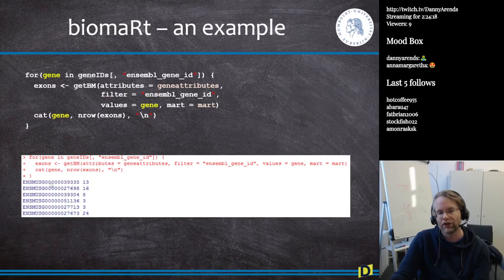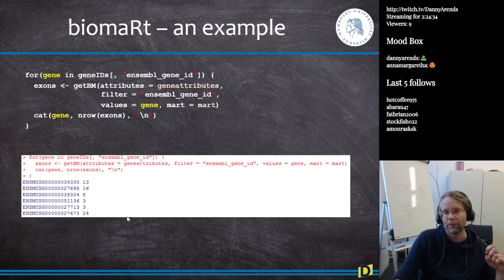So when I run this, I see that this gene here has 13 exons, the next gene has 16 exons, the next gene has 8, and so on and so on. Right, so I can repeatedly use calls to biomaRt to just get the information that I want.